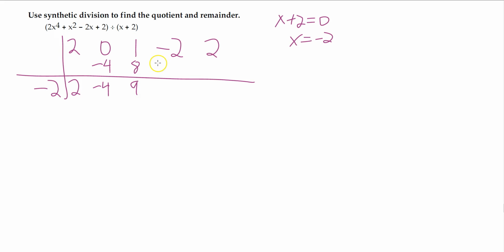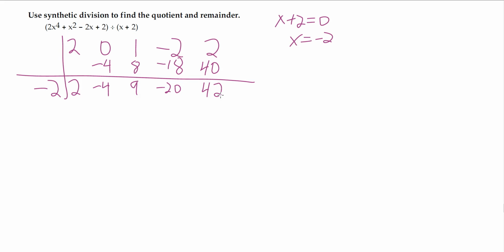Negative 2 times 9 is negative 18. Add those together is negative 20. And negative 2 times negative 20 is positive 40. We add those together and we get 42.